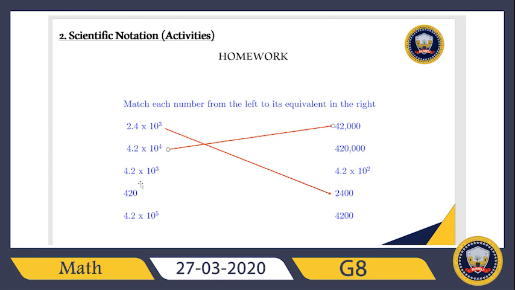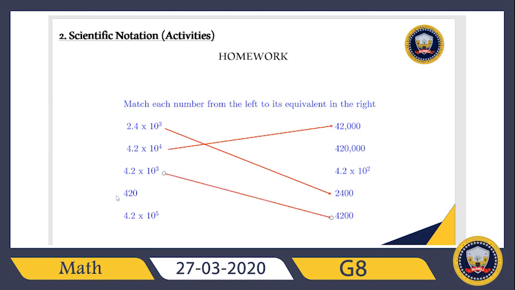Great. What about this number? 4.2 times 10 to the power of 3. Okay, in scientific notation as usual, and I want to move my decimal point 3 places because of the power of 3 here. So how can I move it? 1, 2, 3. So it will be 4,200, which is this one.